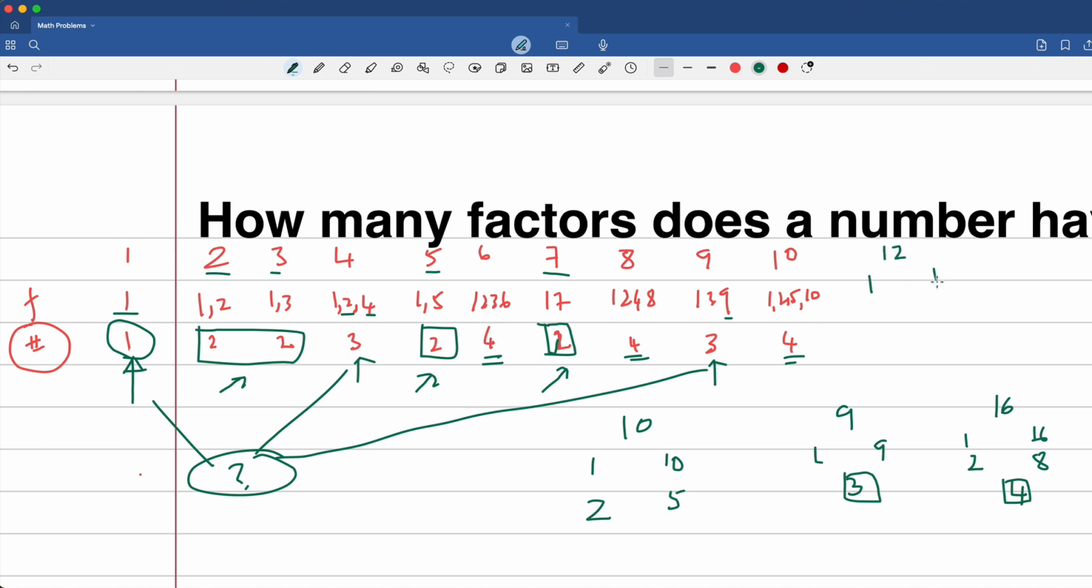So 12 is 1 and 12, 2 and 6, 3 and 4, and now 12 has 6 factors. Okay, so there seems to be an increasing trend that's visible for even numbers. So by that trend, can we think of 14? 1 and 14, 2 and 7, and there's only 4 here.